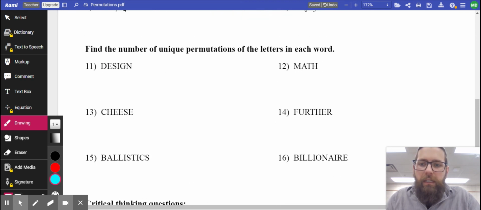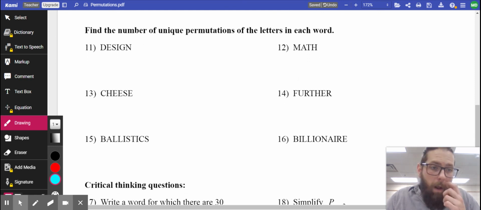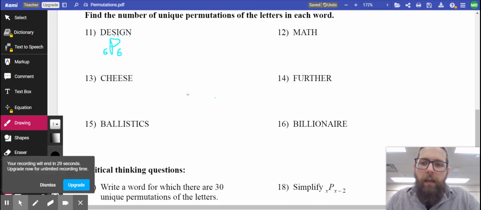For 11 through 16, which is our next set, you are going to be counting how many ways can you rearrange these letters. And so what you're going to do is count how many letters there are. So in design, there's 1, 2, 3, 4, 5, 6 letters. And if you're going to be rearranging all of those letters, then you just do 6 arrangements or permutations. And I'm going to be arranging all 6 of those letters just like that.